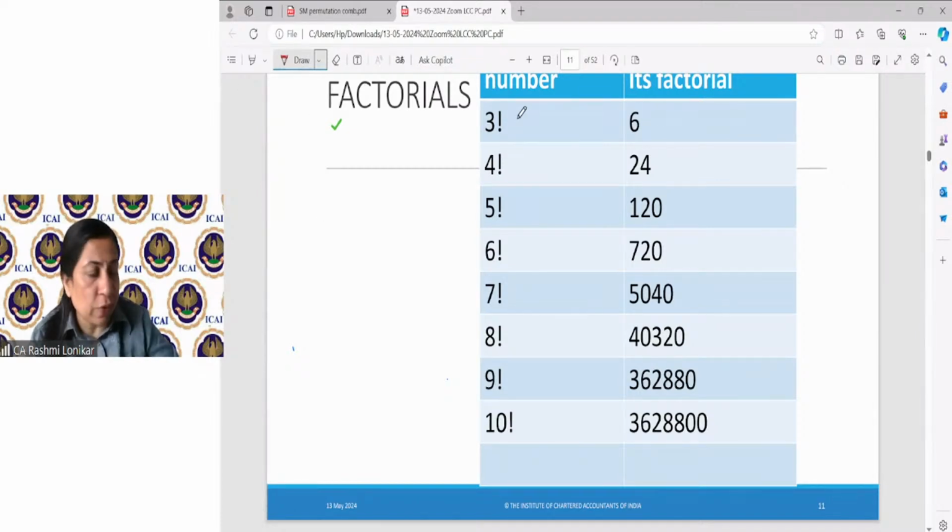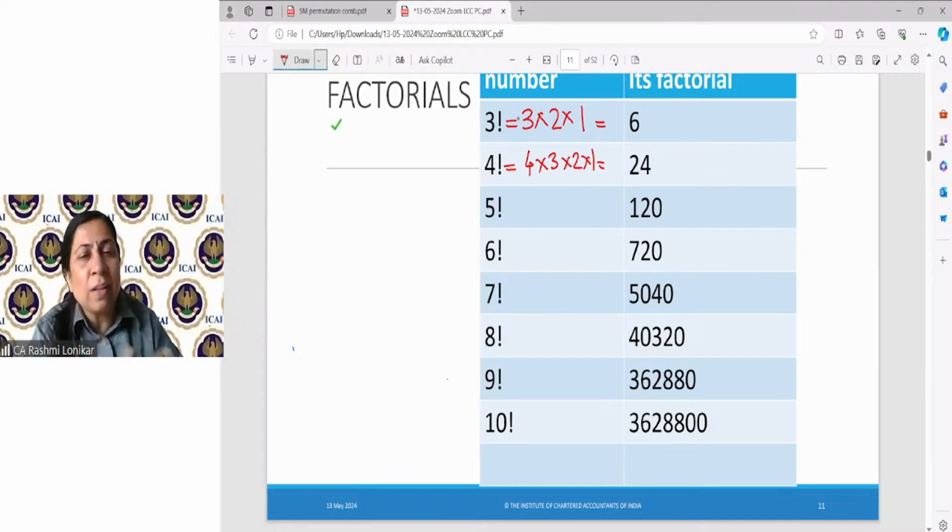Now, how do I write 3 factorial? 3 factorial is, whatever number it is, we will always start with this number. So this is 3. Then 3, one number lower, 2 into 1. 3 into 2, 6. 6 into 1, 1, which is equal to 6. What about 4 factorial? 4, 3, 2, and 1. The 1 is supposed to be written, but for exam point of view, you don't have to worry. 4 into 3, 12. 12 into 2, 24.